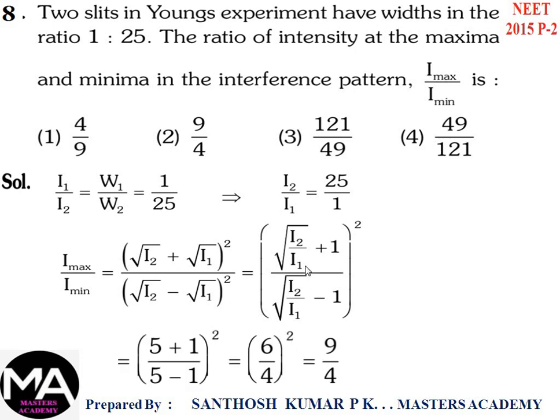So what is I2 by I1? Which is 25 by 1. So root of 25 by 1 is 5 by 1, which is 5 itself. So 5 plus 1 whole square by 5 minus 1 whole square. 5 plus 1 is 6 square by 4 square. So it is nothing but 3 by 2 whole square. 3 square is 9, 2 square is 4. So the answer is 9 by 4. So the option is the second one, 9 by 4.